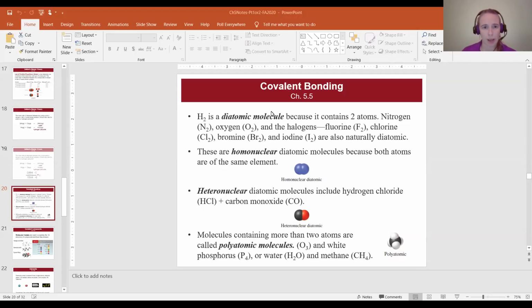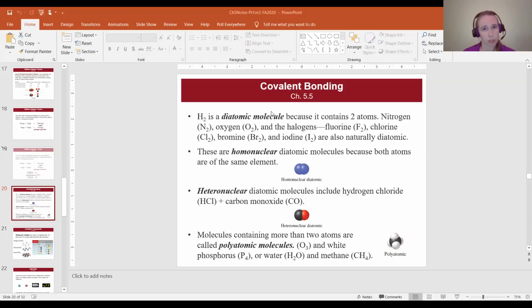Nitrogen gas is N2, oxygen gas is O2, and the halogens: fluorine gas, chlorine gas, bromine is actually a liquid, and iodine is actually a solid. These are all naturally diatomic. So if you find these elements in nature, you will find them as diatomic molecules. You won't find H floating around by itself. Hydrogen gas is H2. You won't find nitrogen floating around by itself. It's N2, nitrogen gas.